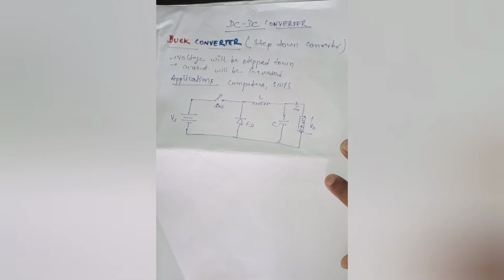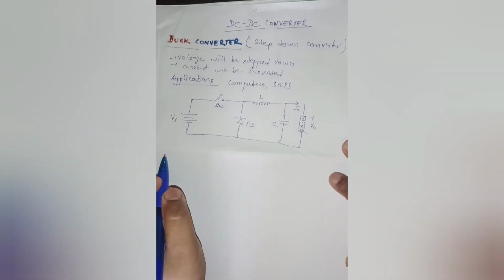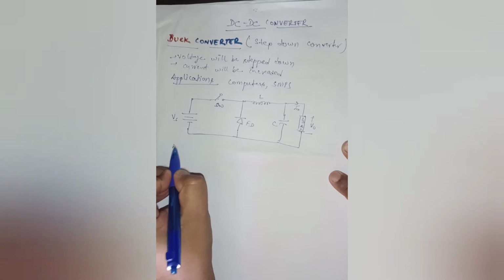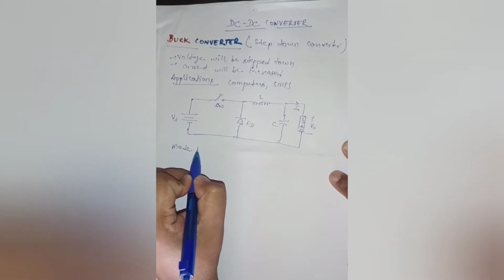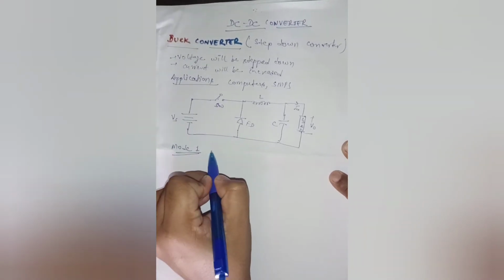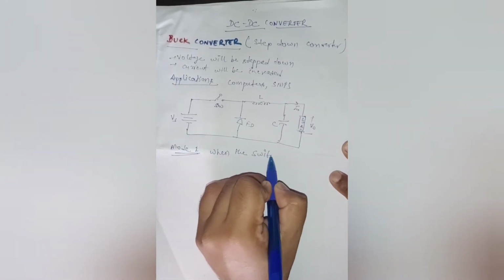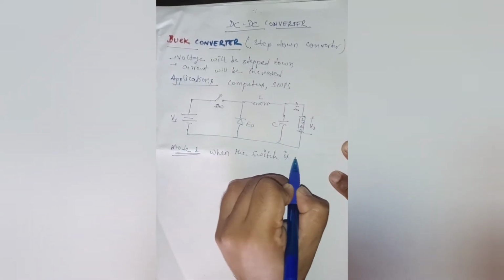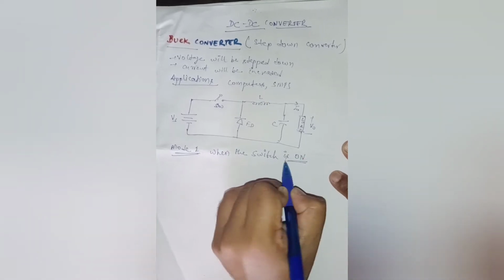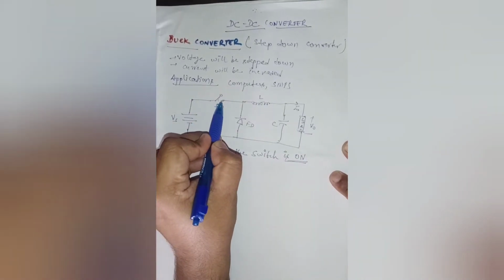Fine. So if we talk about the working or operation of this circuit, how will it work? It will be divided into two modes. Mode 1, when the switch is on, means this switch is closed.